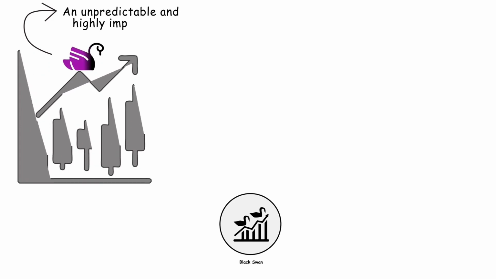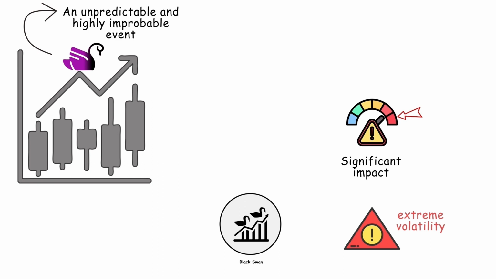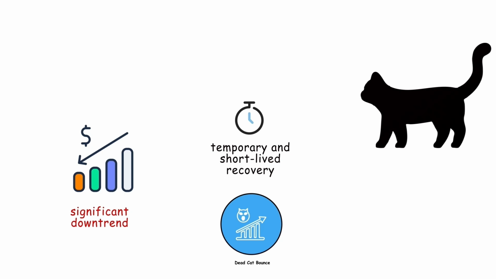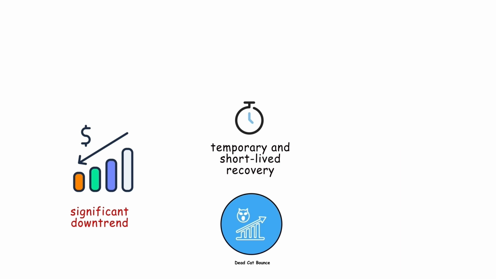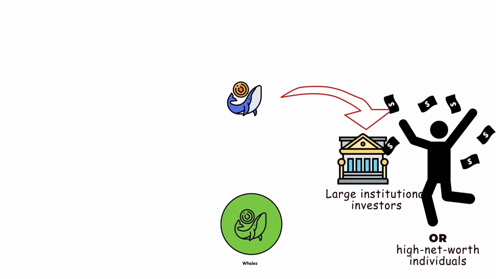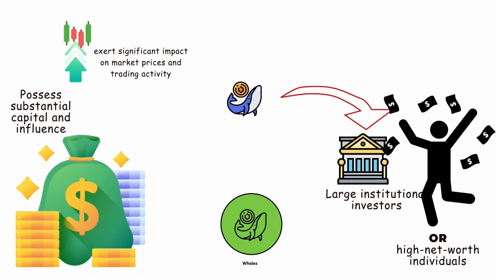Black swan. It refers to an unpredictable and highly improbable event that has a significant impact on financial markets and is typically characterized by extreme volatility and widespread uncertainty. Dead cat bounce. A temporary and short-lived recovery in the price of a declining asset or market after a significant downtrend, followed by a continuation of the downward trend. Whales. In financial markets, whales refer to large institutional investors or high net worth individuals who possess substantial capital and influence, allowing them to exert significant impact on market prices and trading activity.